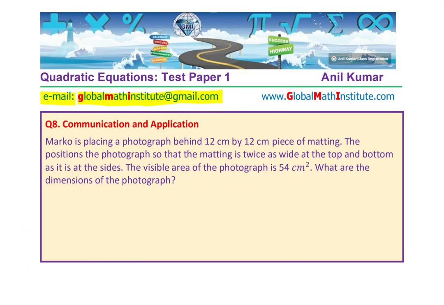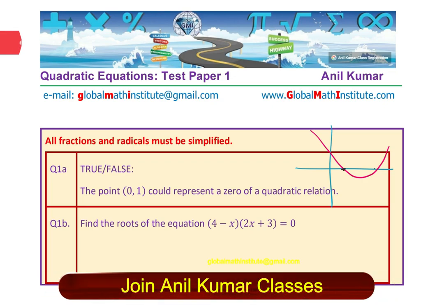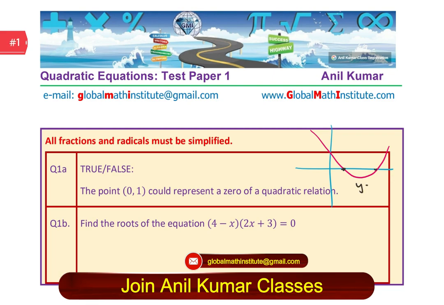Now, let us see how we solve these questions one by one. The very first one is interesting. The point (0, 1) could represent a zero of the quadratic relation. Well, zero really means wherever the graph crosses the x-axis. If the graph crosses the x-axis, in that case the y value is 0, not the x value. So y should be equal to 0. In this case, x is 0. So this statement is false.